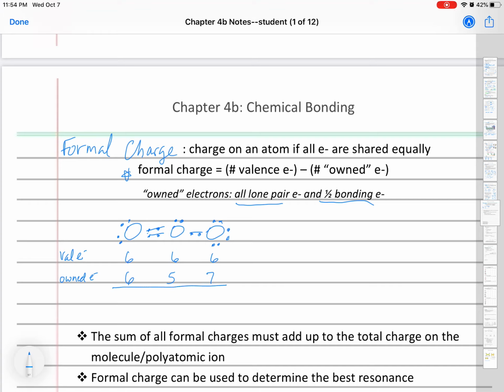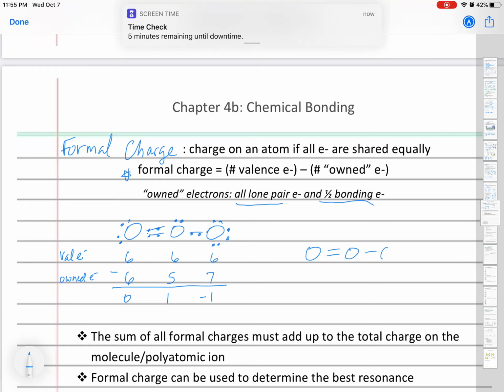So now we're just going to do some subtraction. All right, 6 minus 6 is 0, 6 minus 5 is 1, 6 minus 7 is -1. So we would say that the formal charges on the oxygens here, we could write that as this one has a formal charge of 0, this one has a formal charge of 1, and this one has a formal charge of -1. And we might write a positive to indicate that that's a +1.